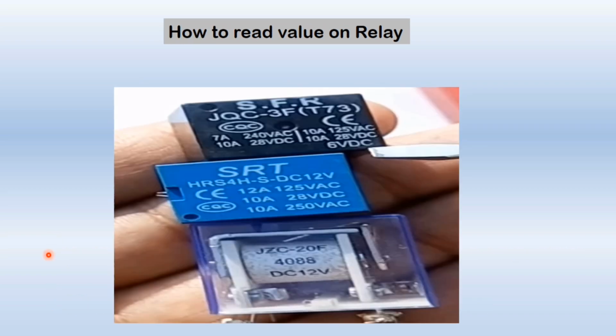How to read the value on a relay? Here we have three different types of relay. In the first relay, you can see 6 volt DC is written. So this relay is for 6 volt DC operation. And in the next relay, you can find DC 12 volt is written. So this relay is for 12 volt DC operation. And this relay also is for 12 volt DC operation. The rest of the readings are different combinations of voltage and current. But the actual value at which this relay will work is 12 volt DC for this relay, and for this relay it is 6 volt DC.